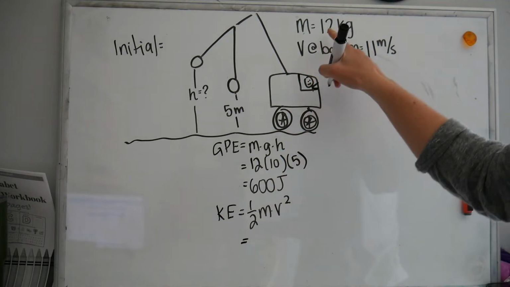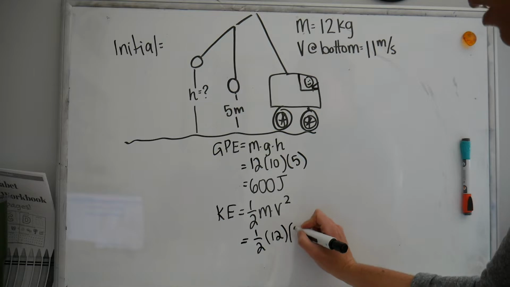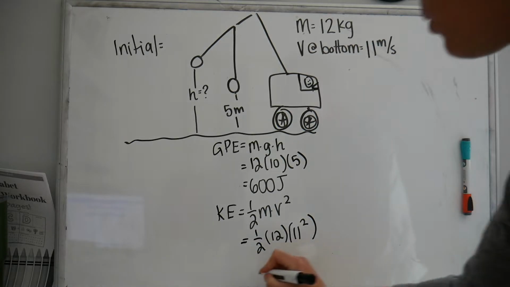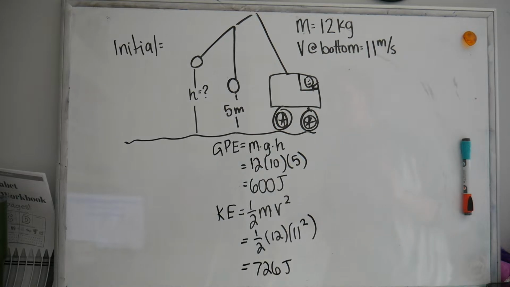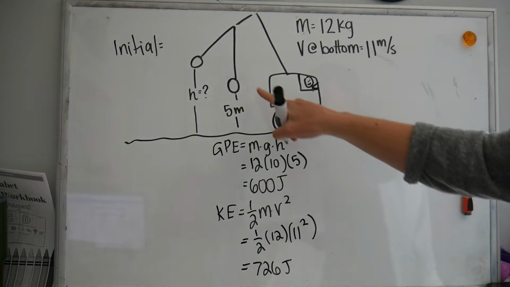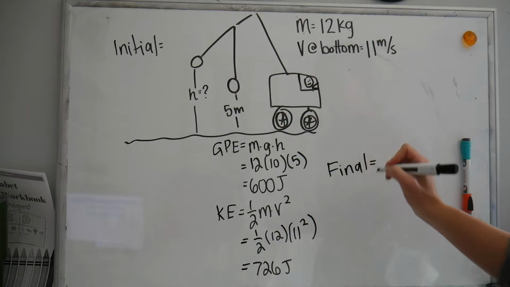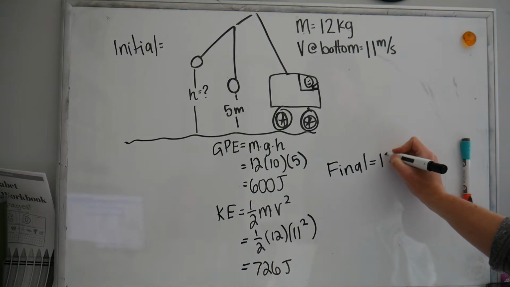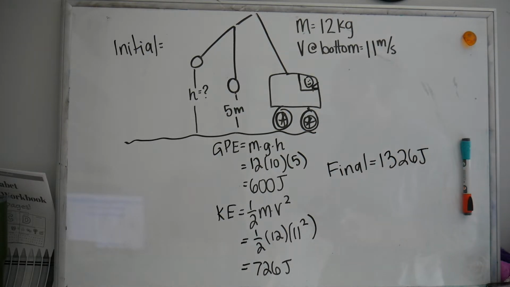I know that my mass is 12. So I'm going to have 1/2 times 12, and my velocity is 11, so 11 squared. And so 1/2 times 12 times 11 squared is 726 joules. So energy, it doesn't matter the type, is always in joules. And that means my final energy at the very bottom is this plus this. So my final energy is my 600 plus my 726, which is 1,326 joules.